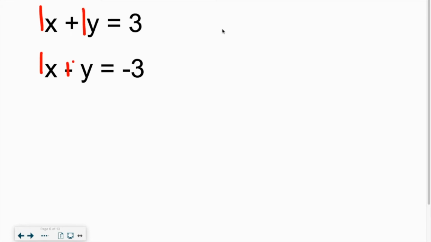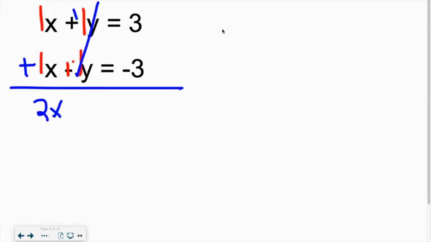Then I do plus a negative 1y here. And again, now it's set up nicely for elimination. I add it together. I get 2x. These guys cancel, so don't write down anything. 3 plus a negative 3 gives me 0. Don't stop here. It's very important.